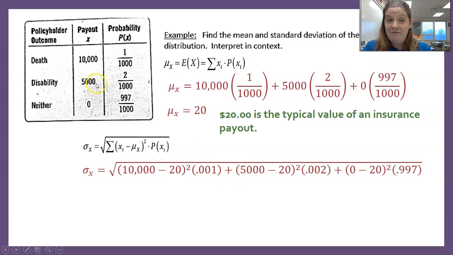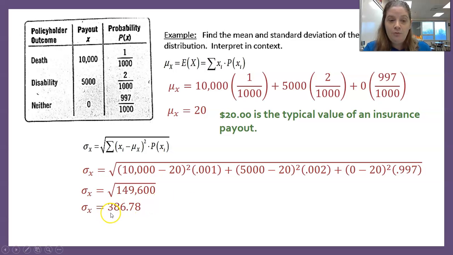Plus 5,000 minus the mean, 20, squared, times that probability, 0.002, plus 0 minus the mean, 20, squared, times 0.997. So each x value minus the mean of all the x's, quantity squared, times each individual probability that goes with those x values. You add each of those outcomes together, and then take the square root. All right, so the sum underneath there, in my calculator, gave me about 149,000.